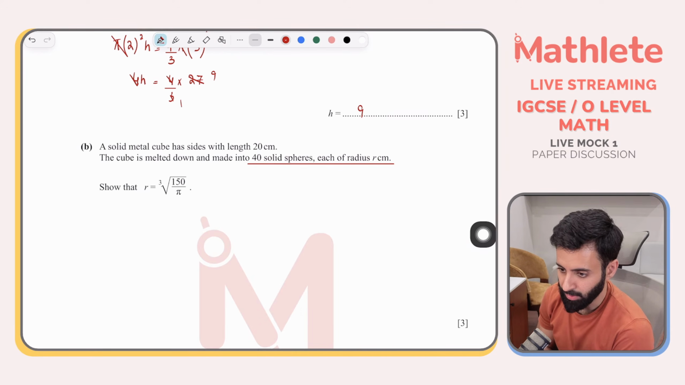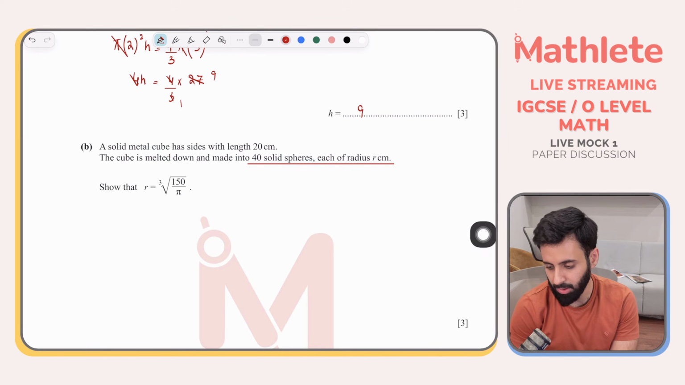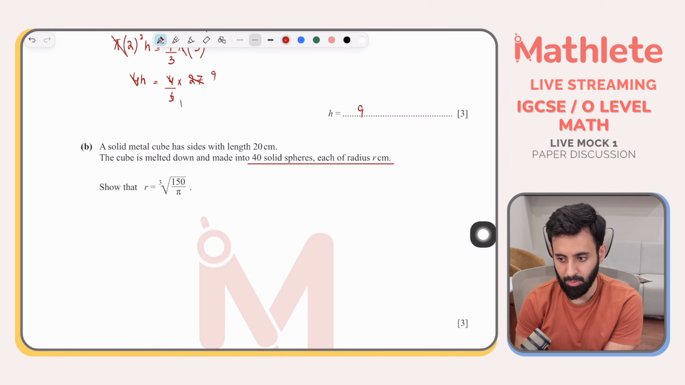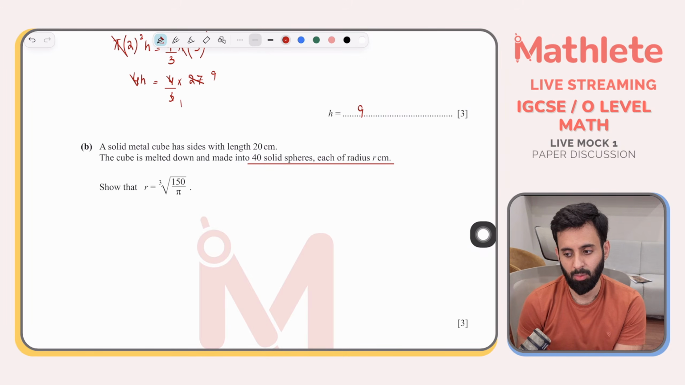Okay. Now, what will remain the same? Question for you guys. When you melt one solid and turn it into another, what remains the same? When you melt one solid and you make another, what remains the same?